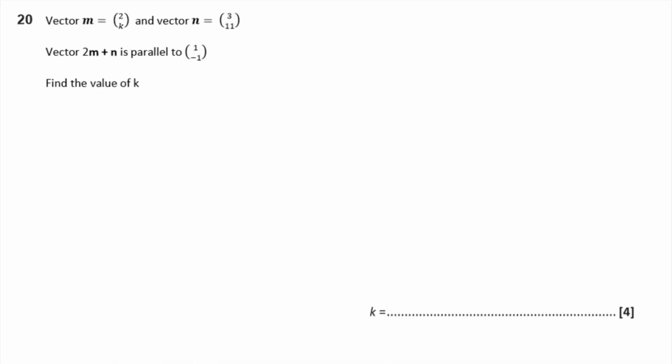Question 20. Vector m is (2, k) and vector n is (3, 11). Vector 2m plus n is parallel to (1, -1). Find the value of k. So let's find out what 2m plus n is first off, and then we'll worry about the parallel bit in a minute. So the vector 2m plus n is going to be 2 lots of my vector (2, k) plus my vector (3, 11).